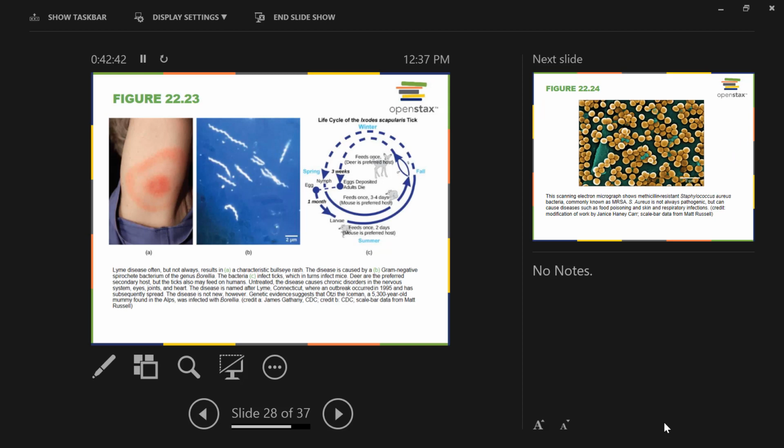Oh, and then just some more fun pictures. So this is Lyme disease. This is another bacterium, a spirillus bacterium. You see that spiral shape? This is Borrelia burgdorferi, the causative agent of Lyme disease. Here's the bullseye lesion that's characteristic of Lyme disease. And here's the life cycle of Lyme disease. And then let's just keep going.